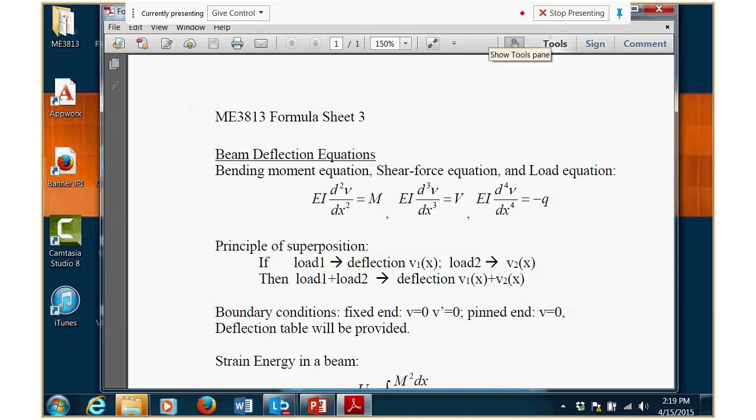Because from homework you can tell, if you use the integration method, you may, let's say, take half an hour to solve a problem. But if you use superposition, maybe just 5 minutes. So that's the difference. All right. So make sure, whenever possible, use superposition. All right. So in terms of equations, actually not much I can put on the formula sheet.